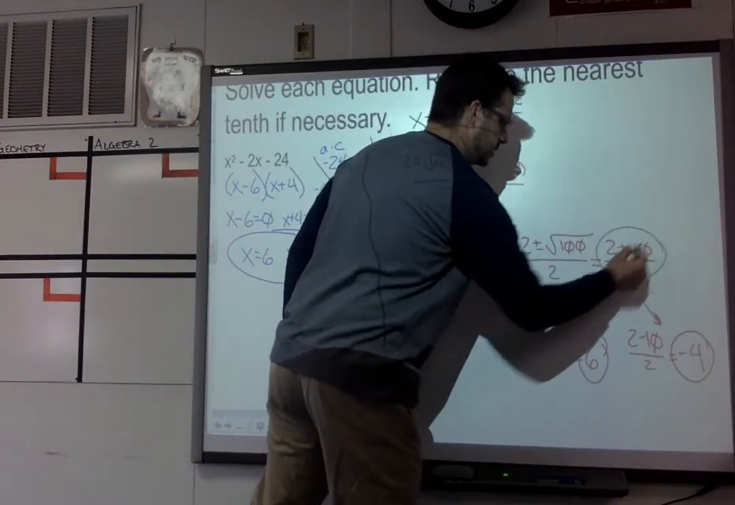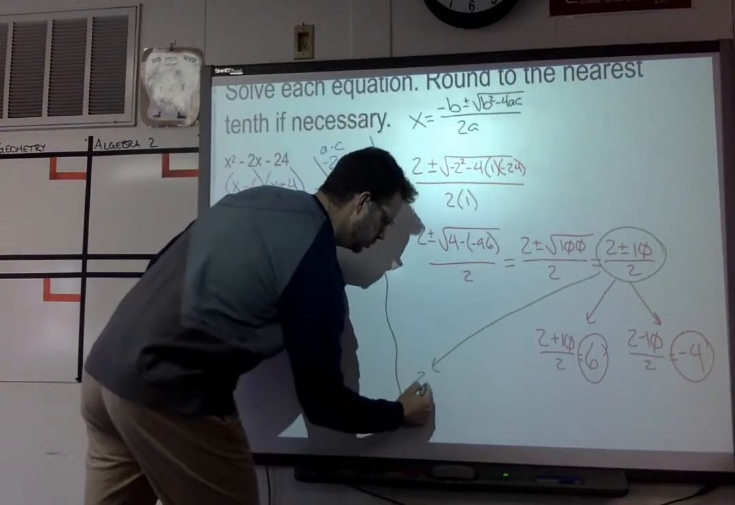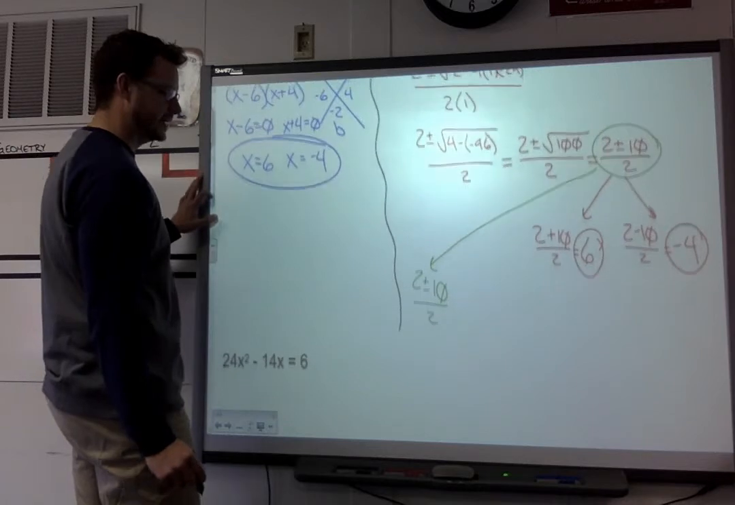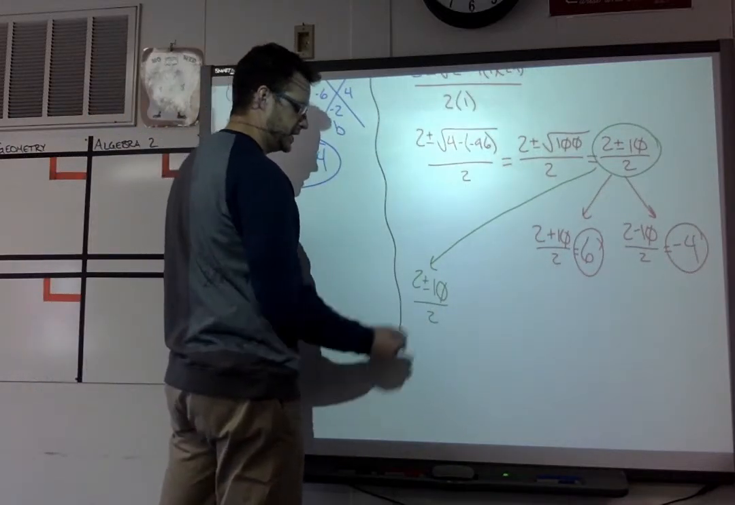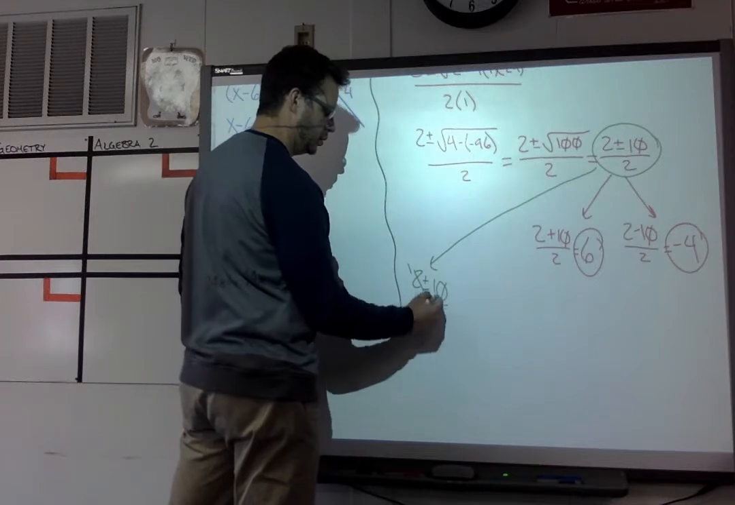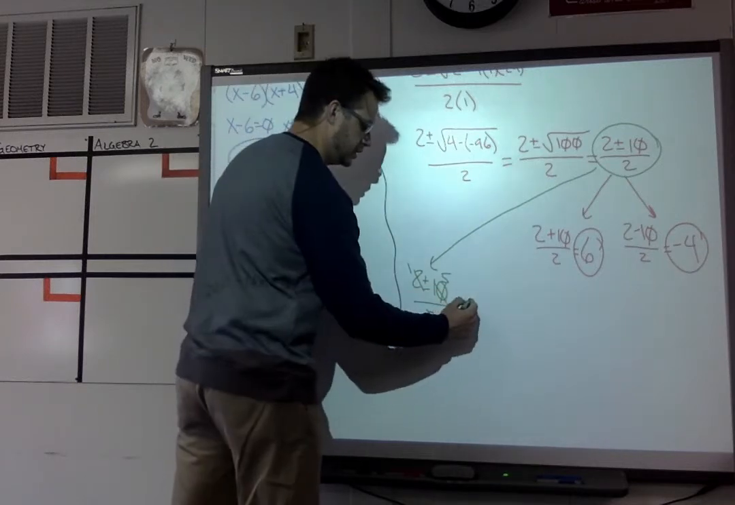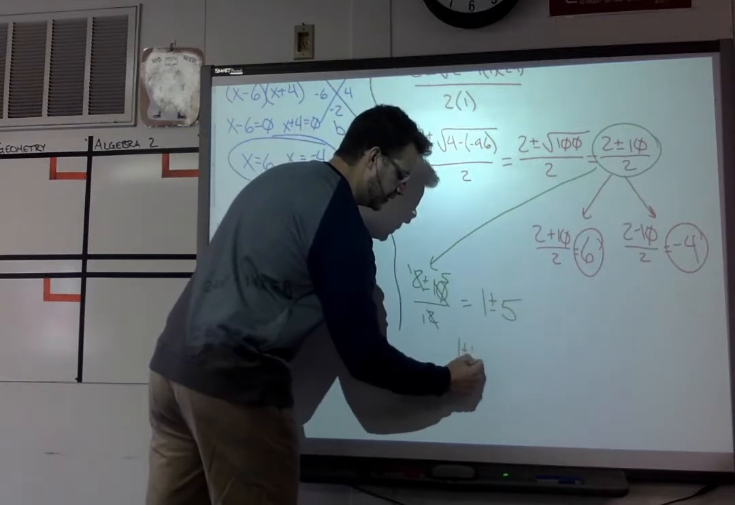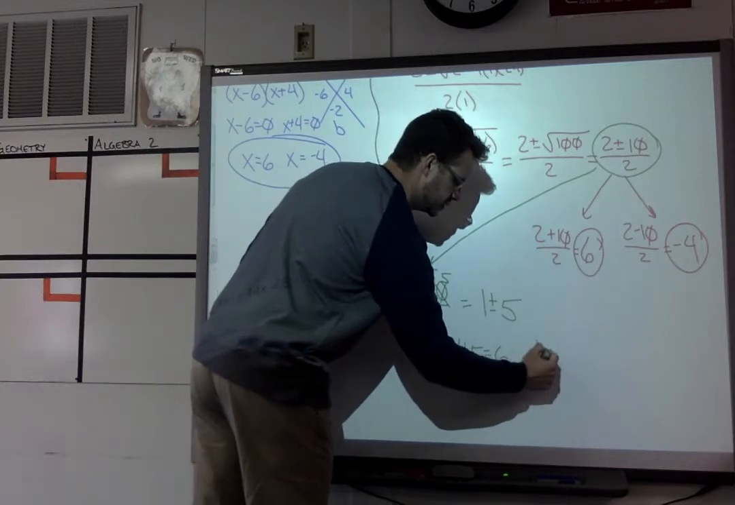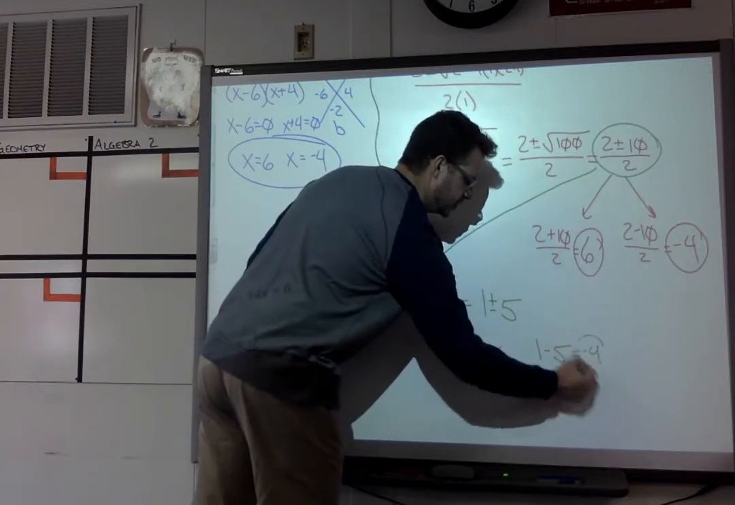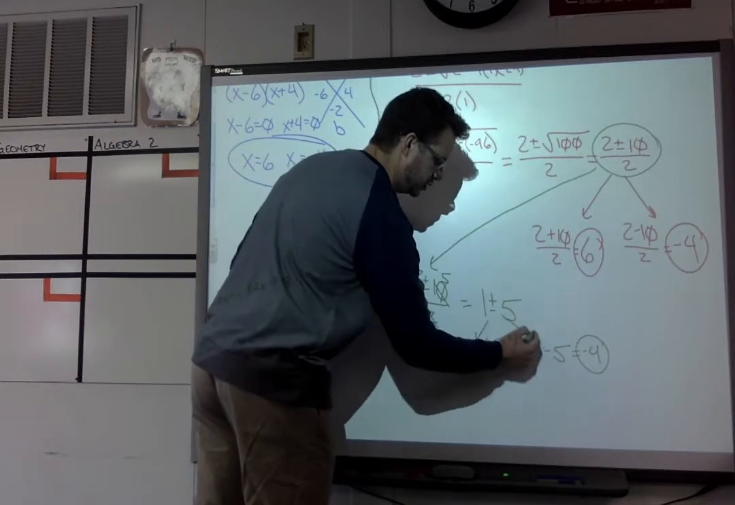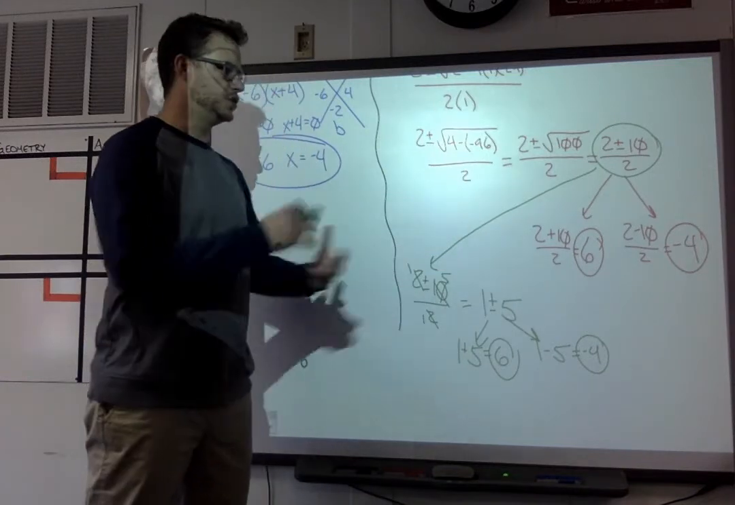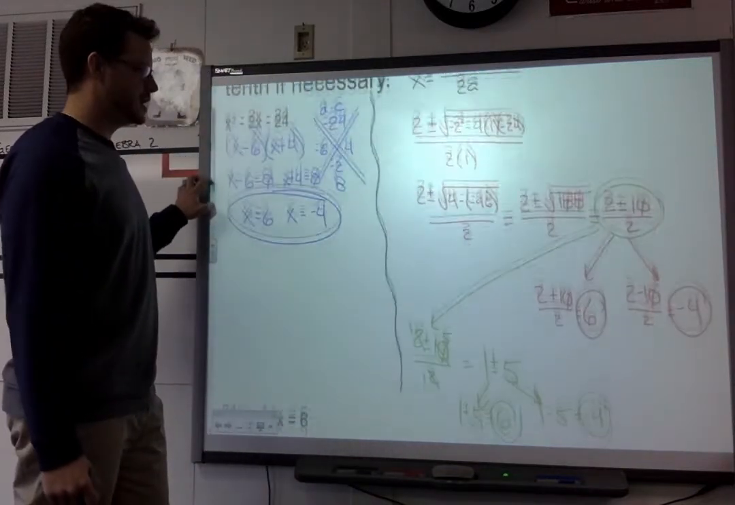I could also take 2 plus or minus 10 over 2, and I can simplify this. 2 goes into each of these numbers, so that becomes 1, 1, and 5. So this then becomes 1 plus or minus 5. So then I would have 1 plus 5 equals 6, or 1 minus 5 equals negative 4. So even within this one method of solving, there's two different ways that we can get to those answers.